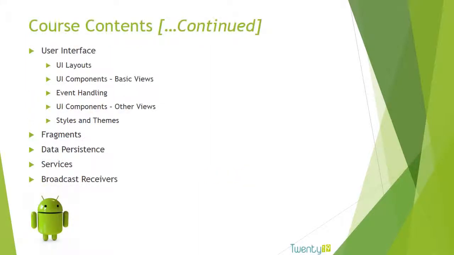As part of the user interface, we would be looking at UI layouts, UI components, that is the basic views which form an Android app, followed by how Android app handles its events, and then we will also have a good look at some other detailed views. We will learn how to style and theme our applications. We will then have a look at fragments, data persistence, services, and also finally a look at broadcast receivers.